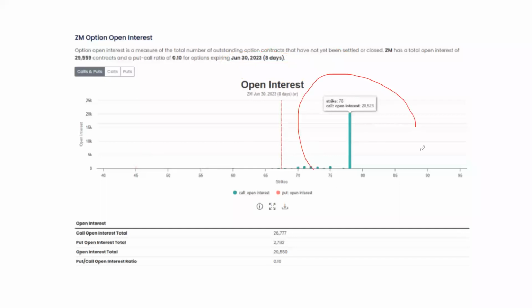And look at this right here, okay? The $78 strike has an open interest of 20,523 contracts, meaning that there's currently about 20,523 bets that the price will close at or above $78 by June 30th.